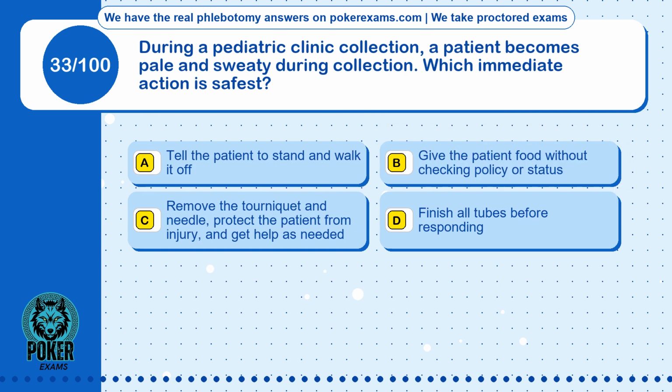Question 33. During a pediatric clinic collection, a patient becomes pale and sweaty during collection. Which immediate action is safest? Option A. Tell the patient to stand and walk it off. Option B. Give the patient food without checking policy or status. Option C. Remove the tourniquet and needle, protect the patient from injury, and get help as needed. Option D. Finish all tubes before responding.